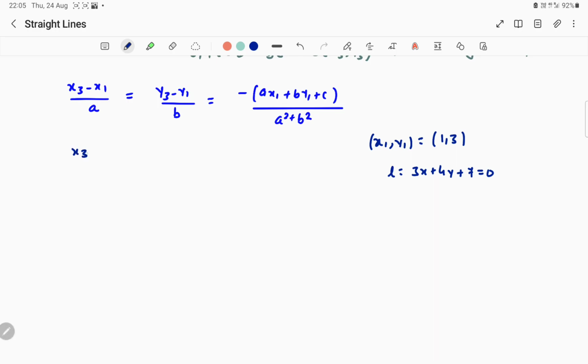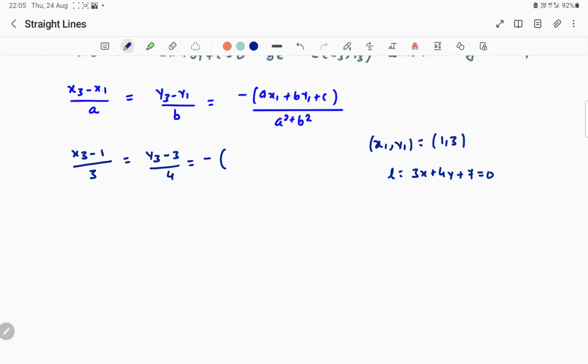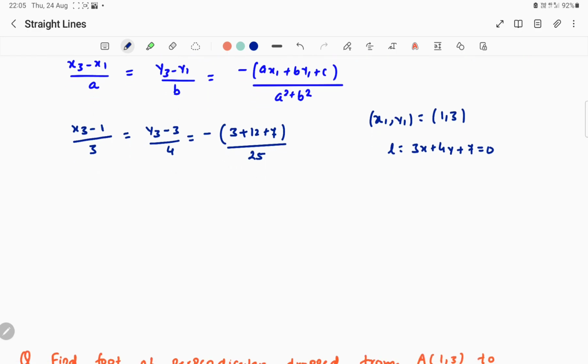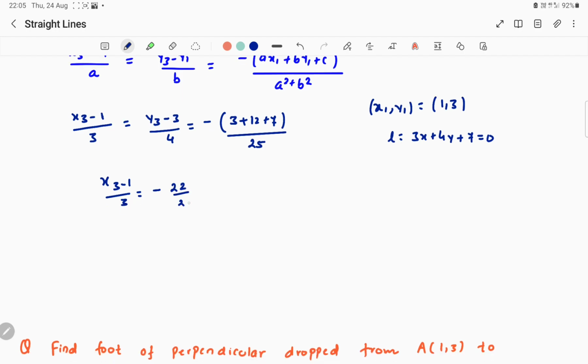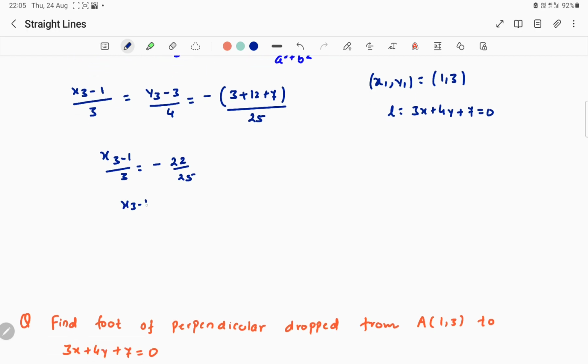x3 minus x1, that is x3 minus 1, divided by a, which is 3. Y3, we have to find, y3 minus y1, that is y3 minus 3, divided by 4, equals minus (ax1 plus by1 plus c). So evaluate: 3 into 1 is 3, 4 threes are 12, plus 7, divided by 3 square plus 4 square, which is 25. Okay, so when we equate the last and the first, we got (x3 minus 1) by 3 equals minus 22 by 25. When you do cross multiplication, we got x3 minus 1 is minus 66 by 25.